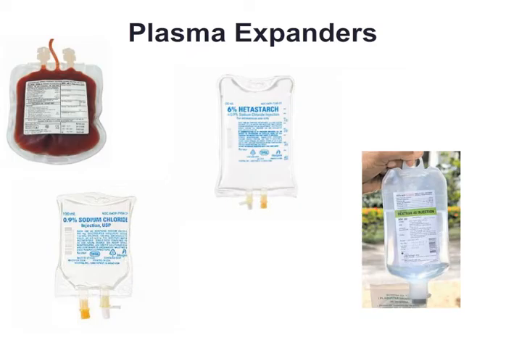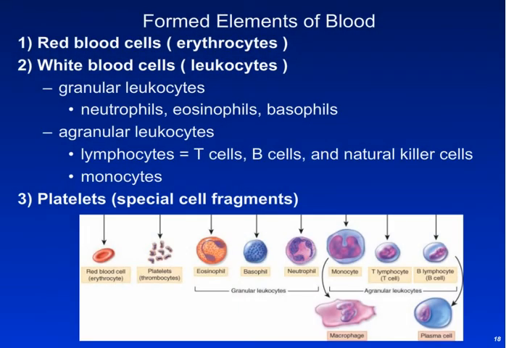So in addition to plasma, the other important component of blood is the formed elements. We call it the formed elements rather than the cells because, in fact, not all of the things within the formed elements are actually cells. So first of all, the most abundant of the formed elements are the erythrocytes, or red blood cells. And as you probably know, these help to carry oxygen. Over 99% of our formed elements are in fact going to be red blood cells.